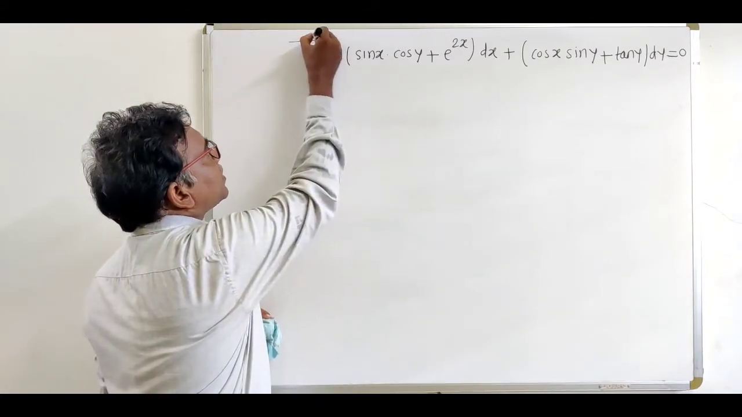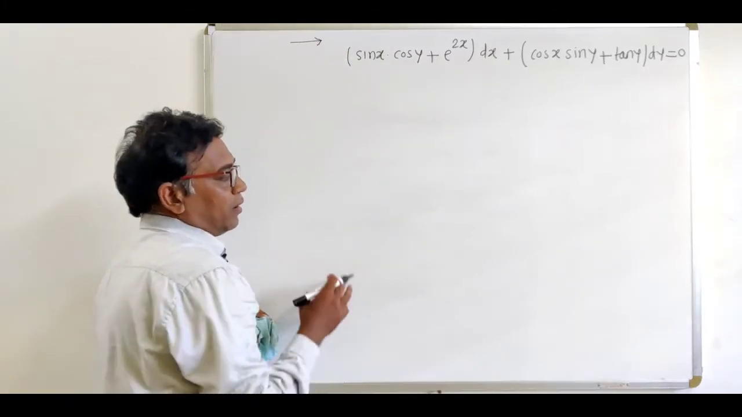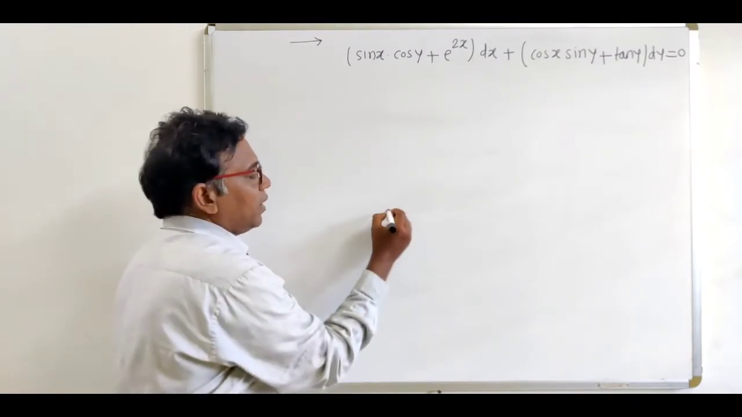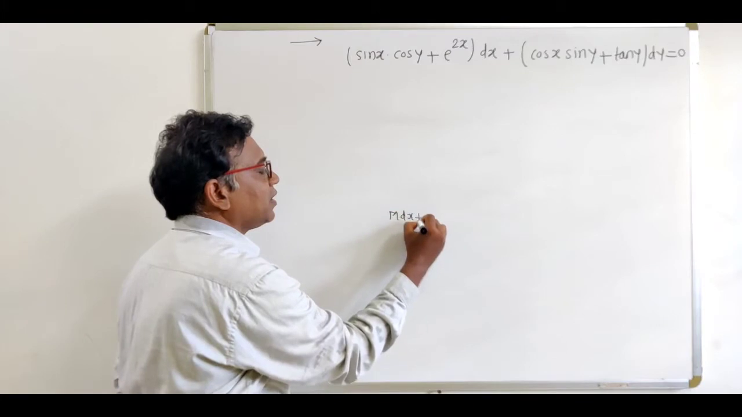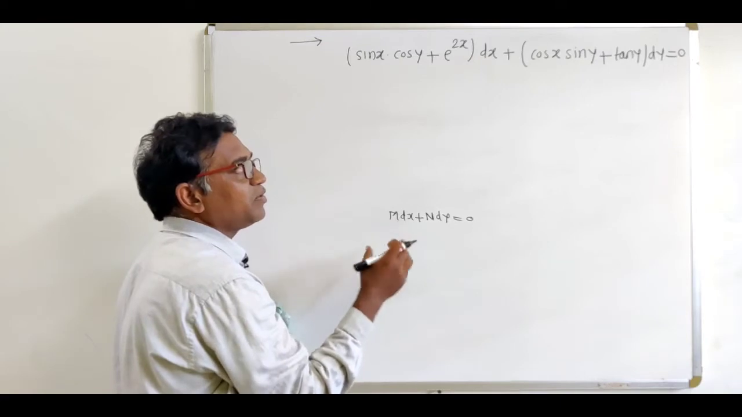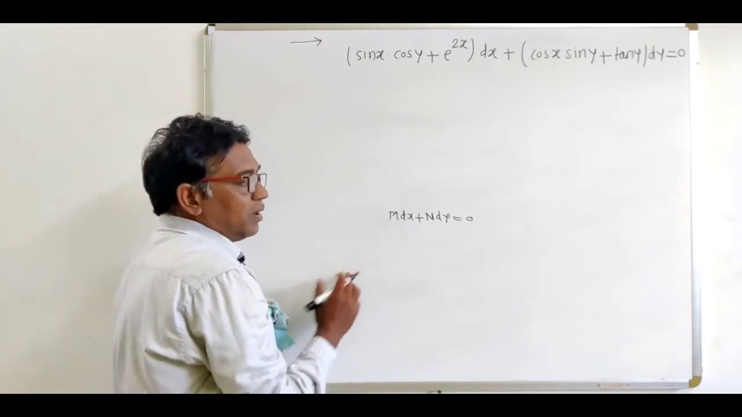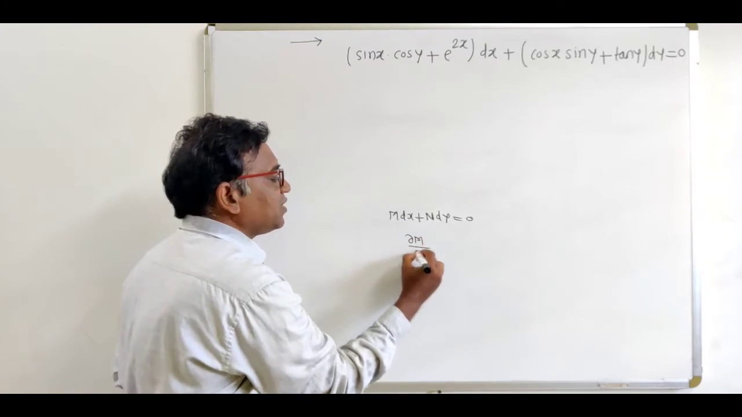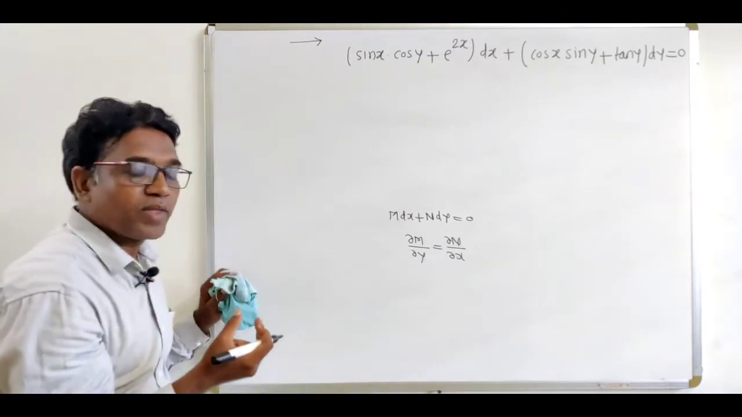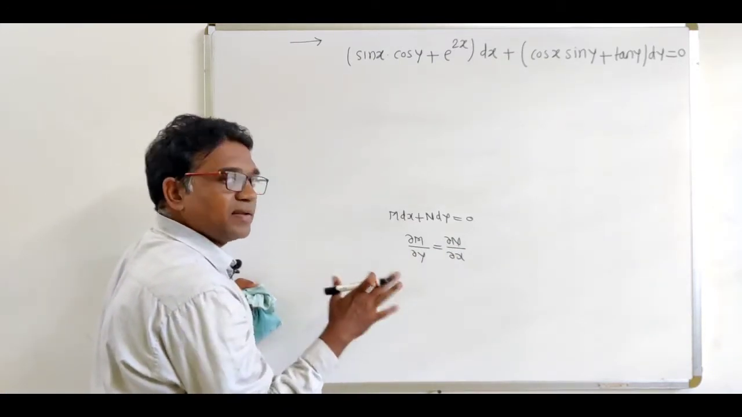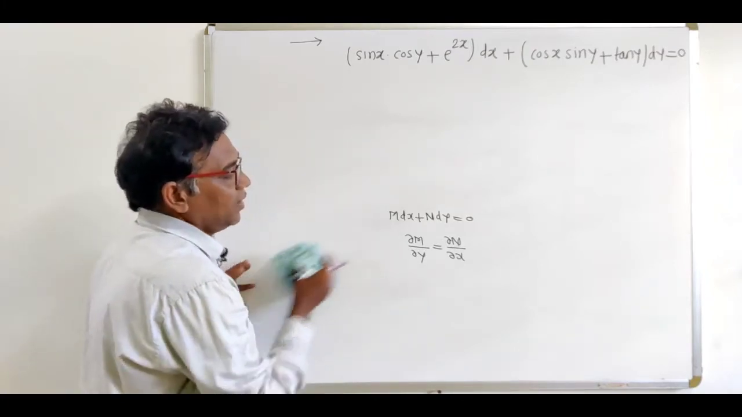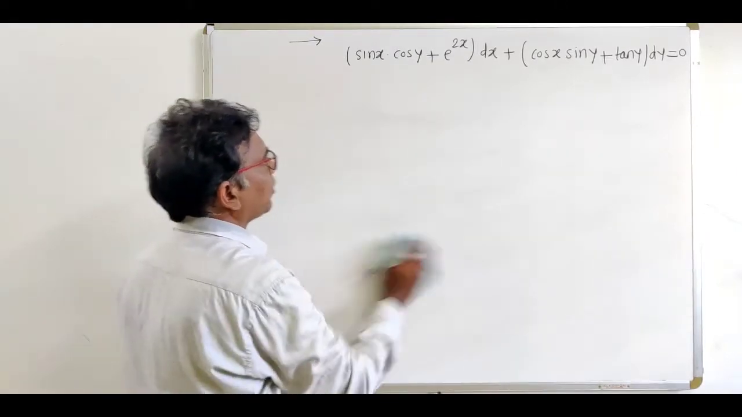So write down the solution. This is our given differential equation. Now, what is the technique or method for finding the solution? If the differential equation is in the standard form M dx plus N dy equal to 0, then we have to check it for exactness. If the differential equation is exact, then we can find its solution, and there is a certain formula for finding the solution. So first of all, check the given differential equation for exactness.